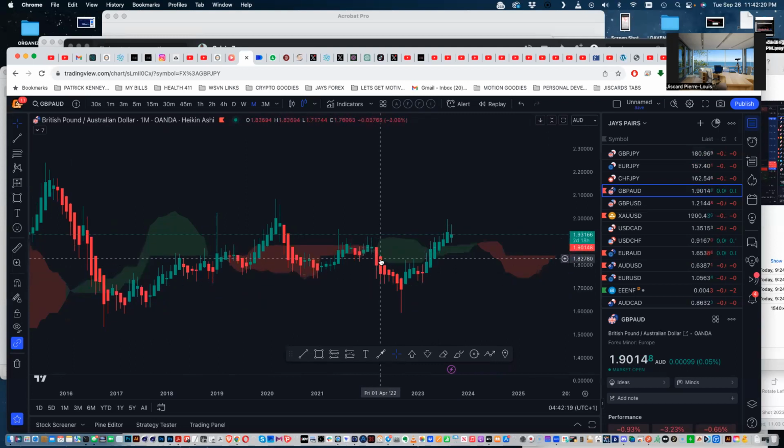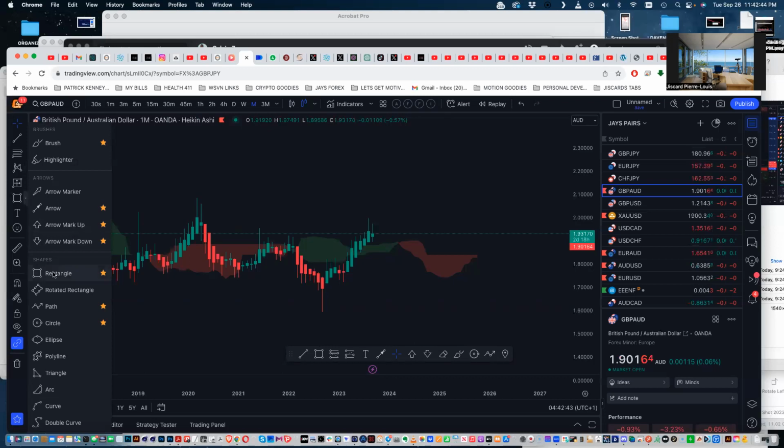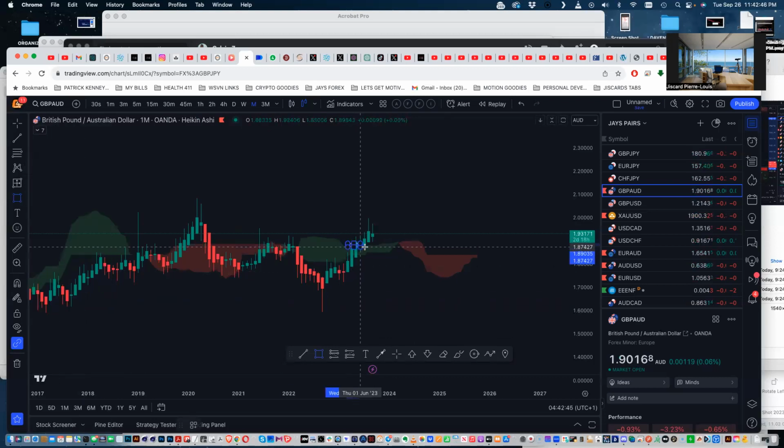See, below the cloud, we're selling. Here's a pullback. Above the cloud, we're buying. This is GBP/AUD. What I'm going to do is identify the level where it crossed above the cloud. This is the monthly time frame. Okay. So we know this is an uptrend. So all we got to do, right, is mark this level. Okay. I'm going to mark this level.